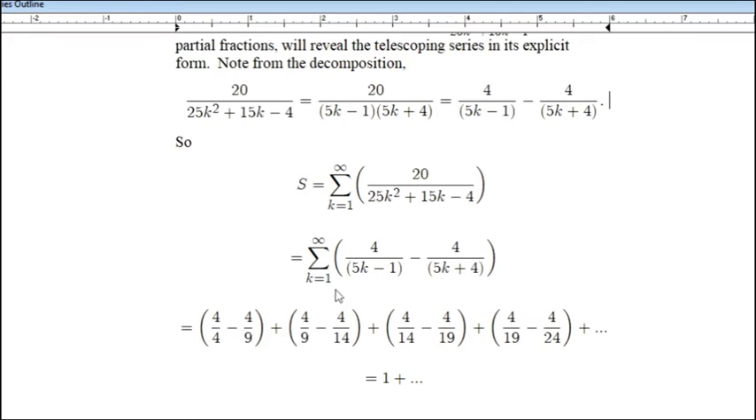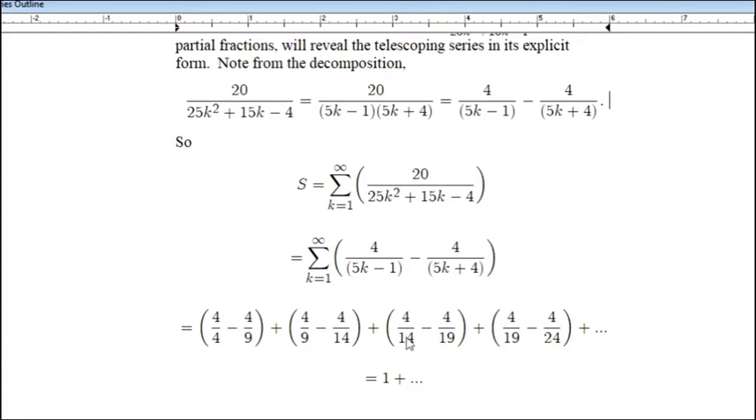Now notice if we continue with k equal to 3, this produces our third term for this infinite series, the quantity 4 fourteenths minus 4 nineteenths, where the first term in this quantity cancels with the second term in the previous quantity.